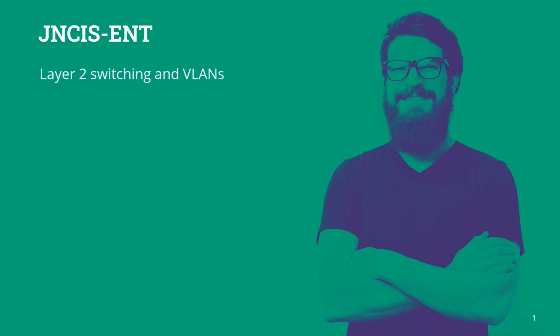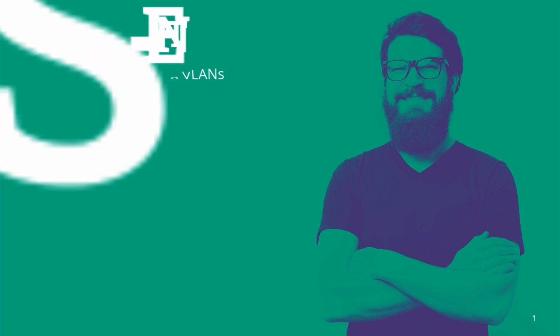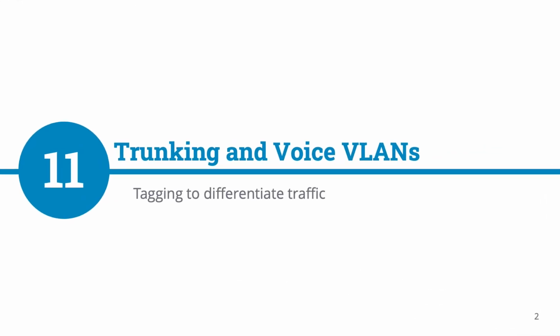In this section of the course, we're reviewing Layer 2 switching and VLANs, where we're covering Layer 2 switching mechanisms and Ethernet switching configurations in Junos. In this lesson, we'll be covering VLAN tagging in a bit more detail. Additionally, we'll review how to configure a trunk port in Junos, as well as a voice VLAN.